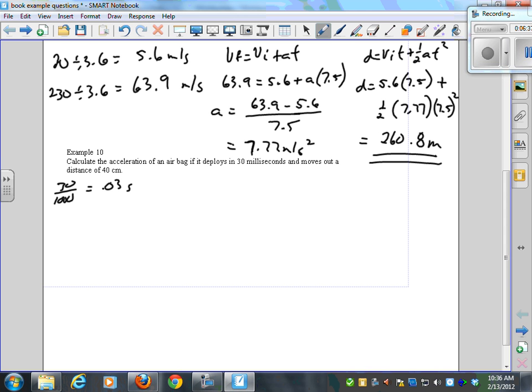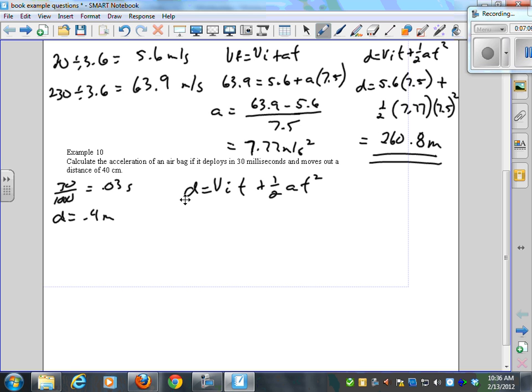The distance is 40 centimeters, which is 0.4 meters, right? So now to find the acceleration, which formula has D, A, and T in it? Yeah, this one right here. I need a formula that has distance in it.